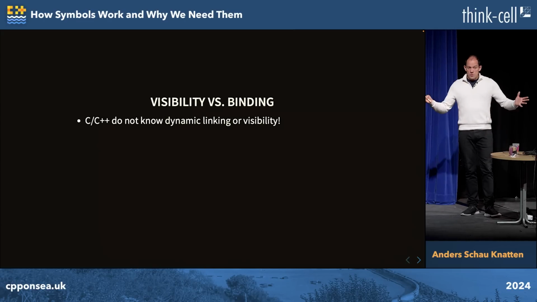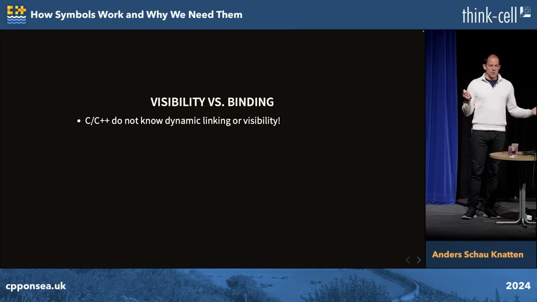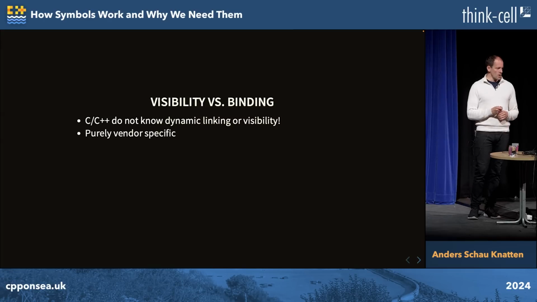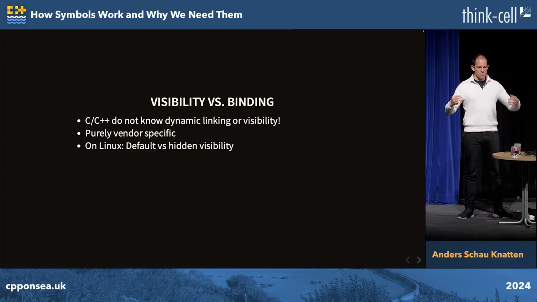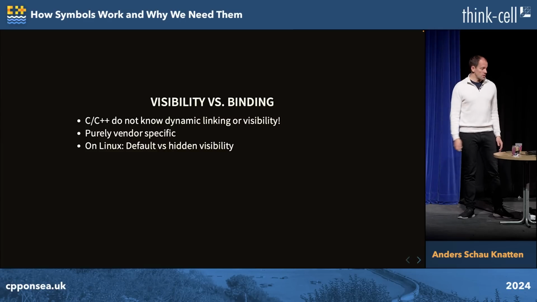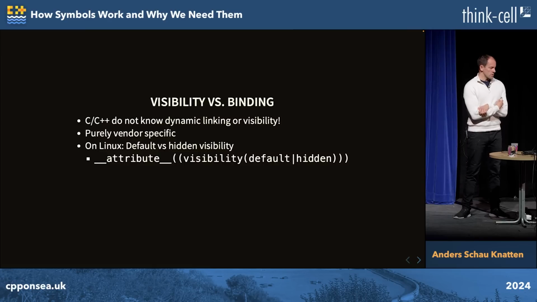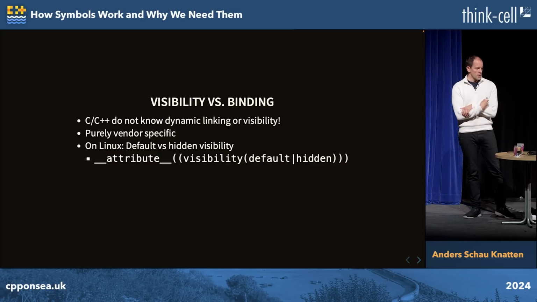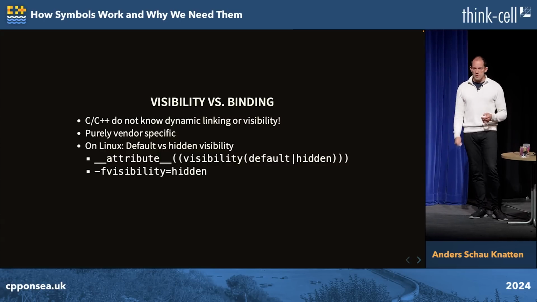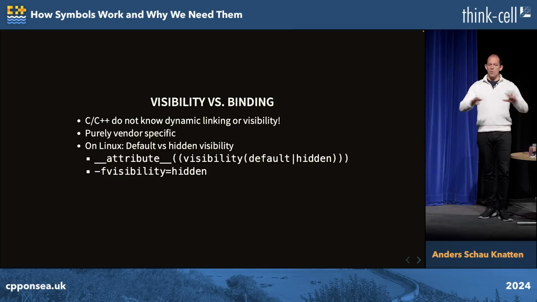C and C++ don't know anything about dynamic linking, so they don't know anything about visibility either. So this is vendor-specific stuff. On Linux, we have visibility, and then we have default versus hidden visibility. Default visibility means it's visible to everyone. Hidden visibility means it's only visible inside of this shared object. And you can control that by putting attribute visibility default or hidden. Or you can actually pass a compiler option, -fvisibility=hidden, then all of your symbols get hidden.